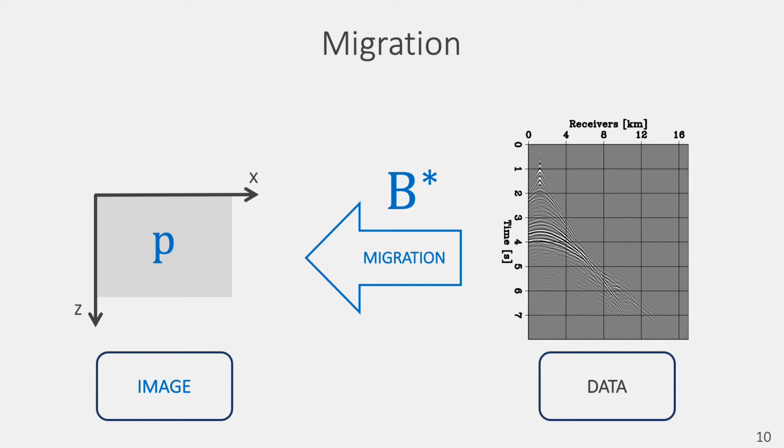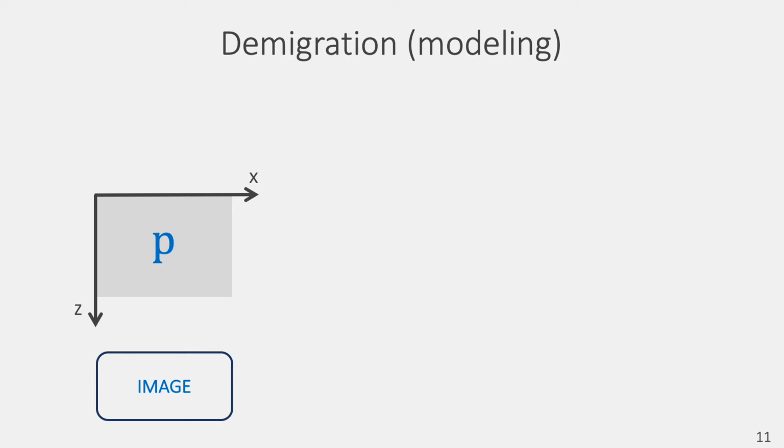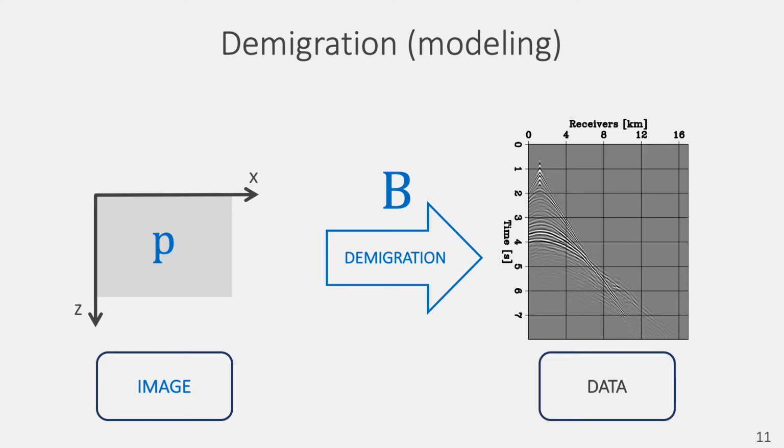And this migration operator B star is the adjoint of the Born modeling operator B. In fact, the adjoint process of migration is also called demigration or Born modeling. It is the mapping of an image or perturbation into the data space via the operator B.